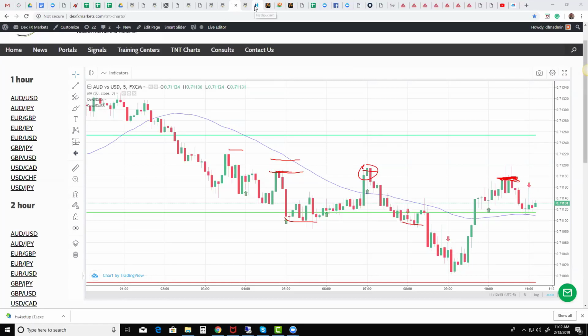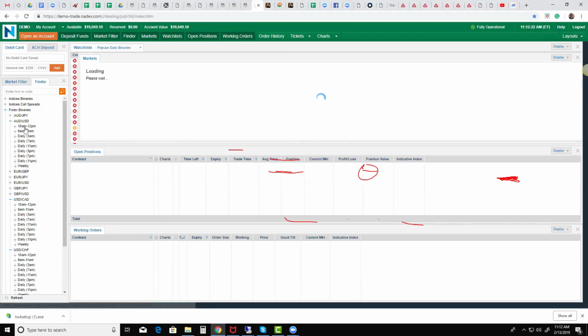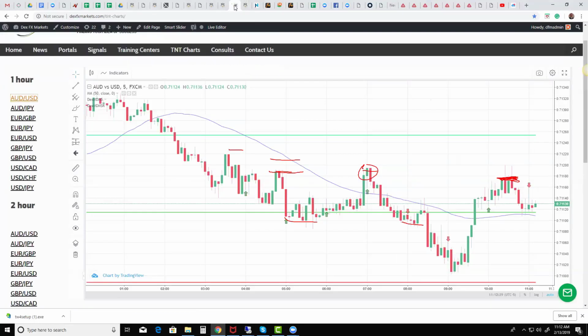So if I head over to Nadex and I'm looking at the Auto USD and I'm looking for the next hour, the 12 o'clock hour. I'm looking at 71.18. There it is. It does have money on it. But remember, I'm looking for perfection. I'm not looking for just to get into a trade.